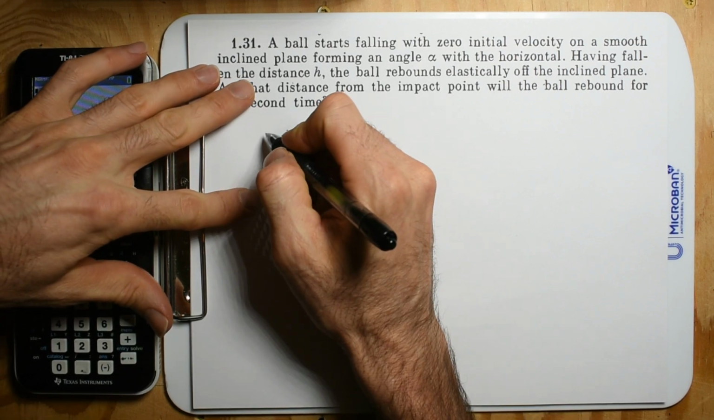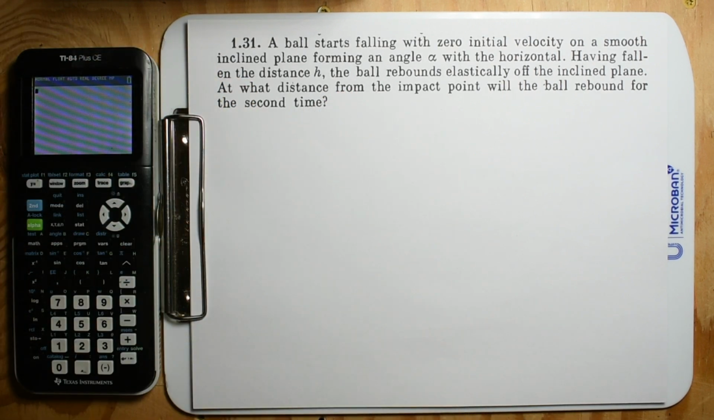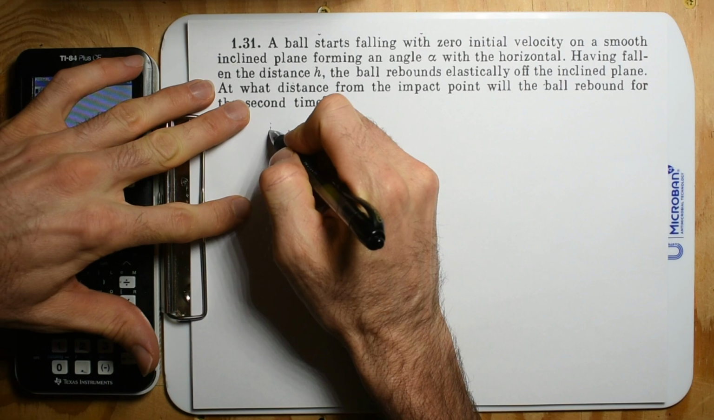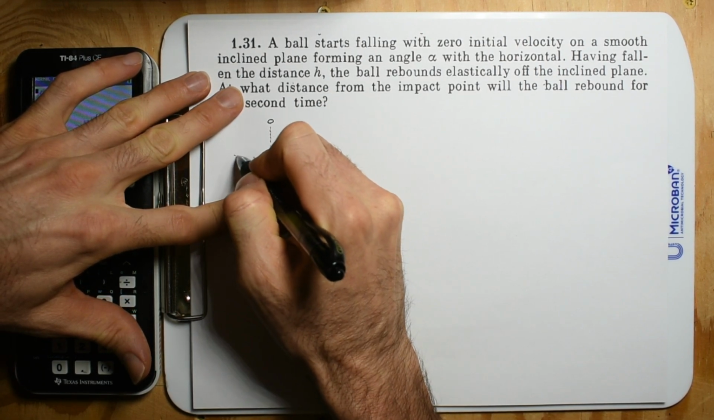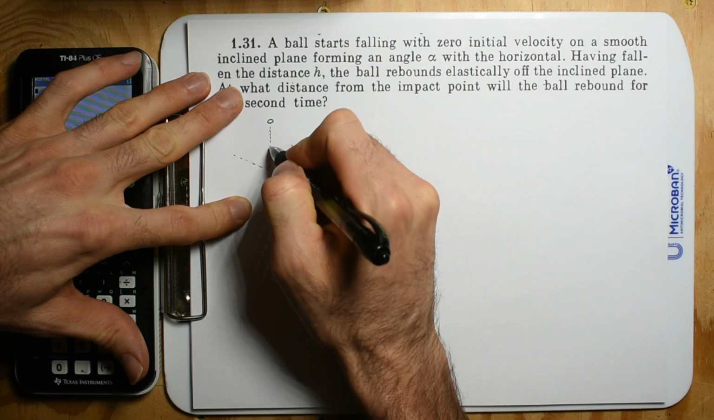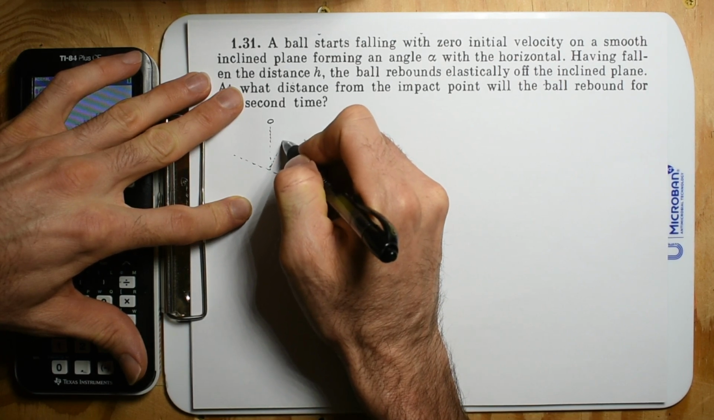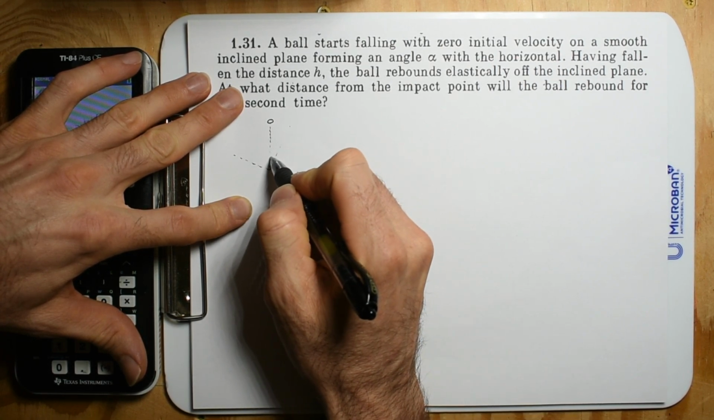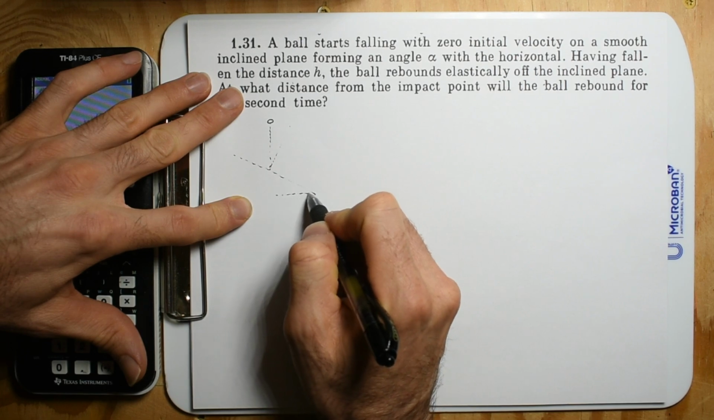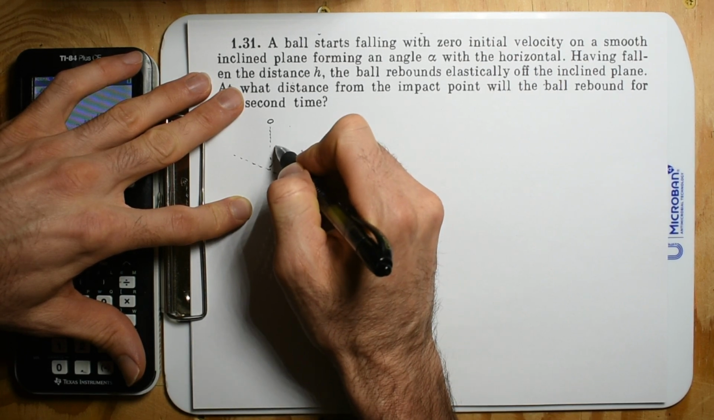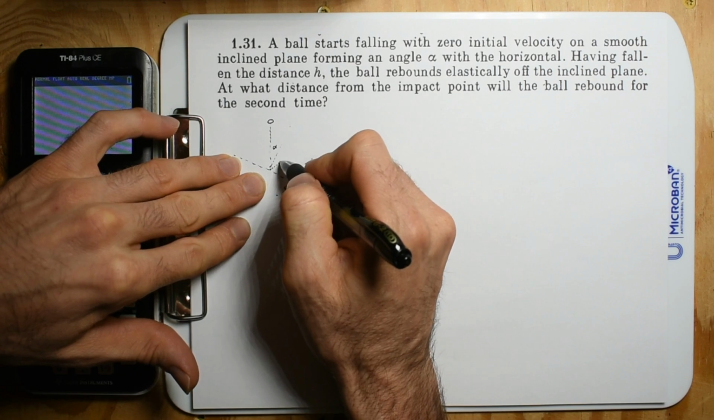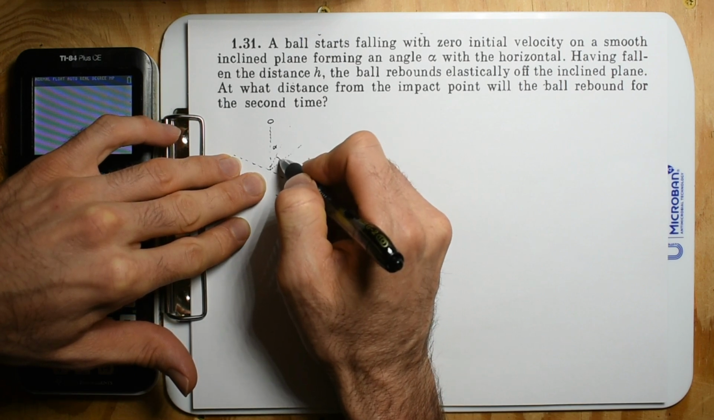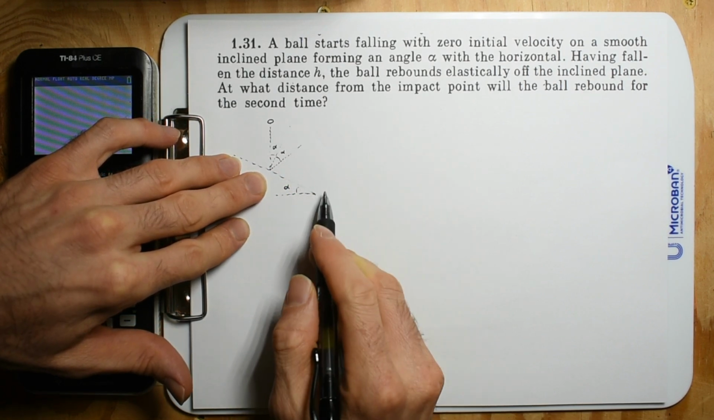So here we go. We don't need to go over everything, but we definitely have a ball that drops from some height onto an inclined plane. The plane has a normal to the incline, and we know that this is the angle alpha, and that also means that this is alpha. The ball bounces elastically, so this is also alpha.